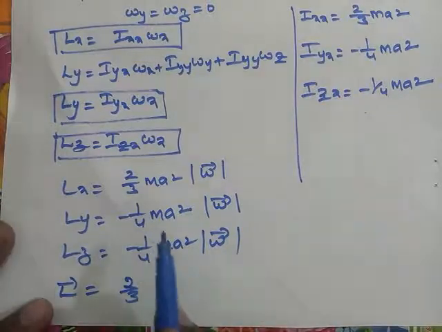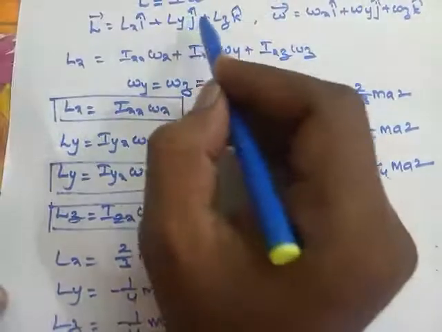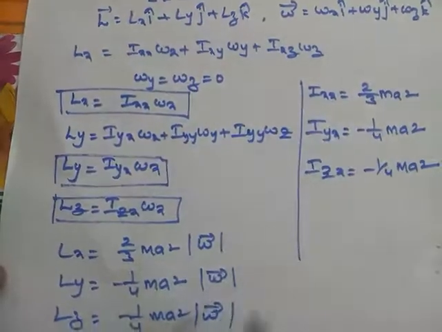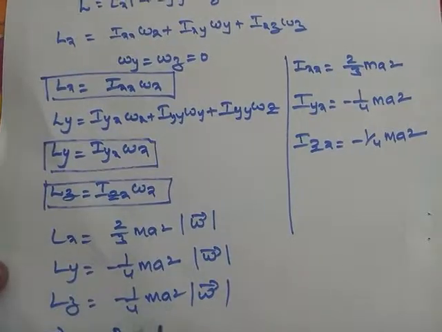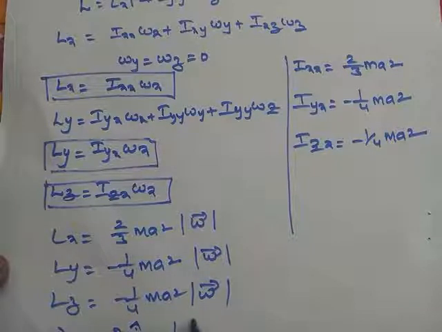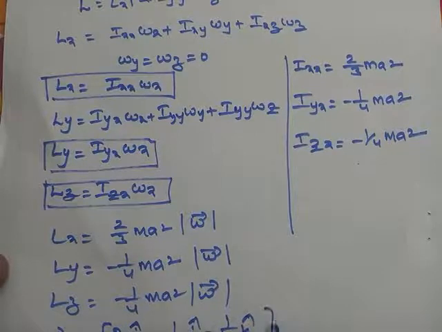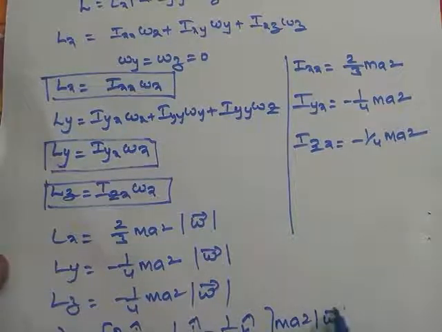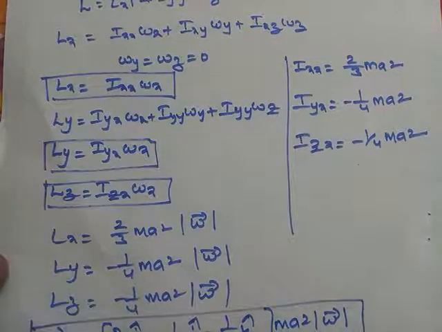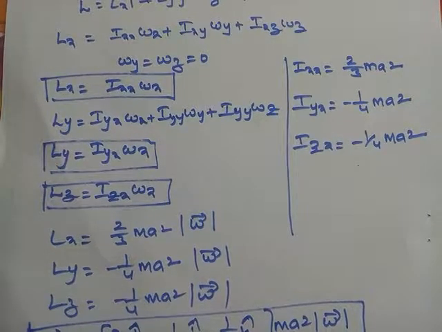2 by 3. Substitute this one in this equation. So what we get here? 2 by 3 (i cap minus 1 by 4 j cap minus 1 by 4 k cap), taking m a square omega bar common. This is the total angular momentum when the cube is rotating about the x-axis.